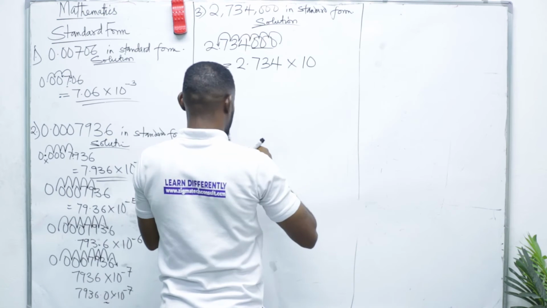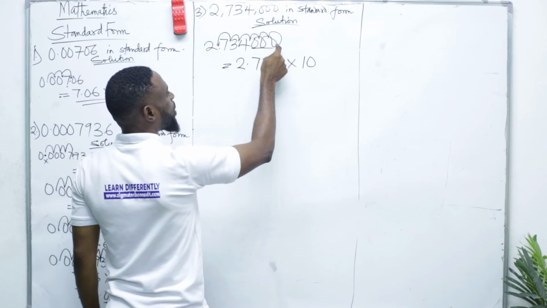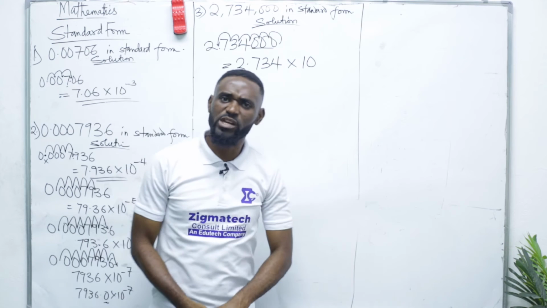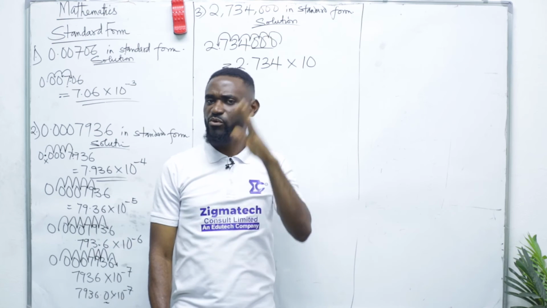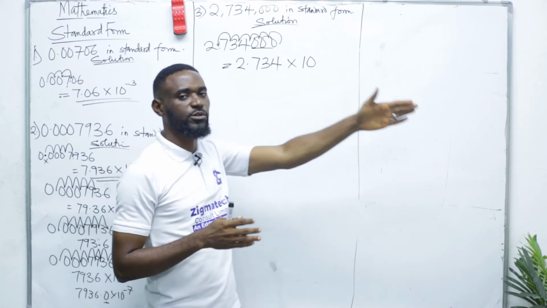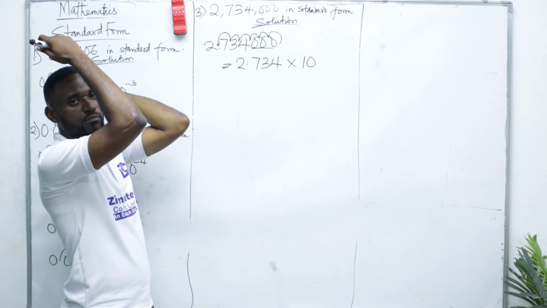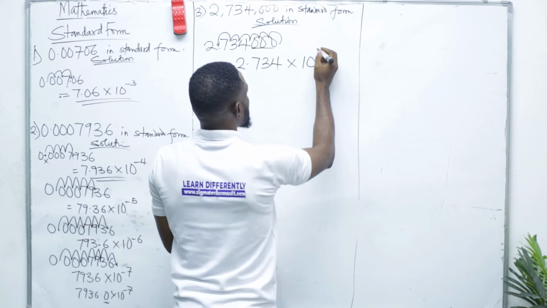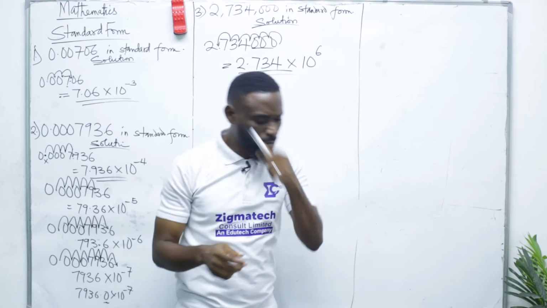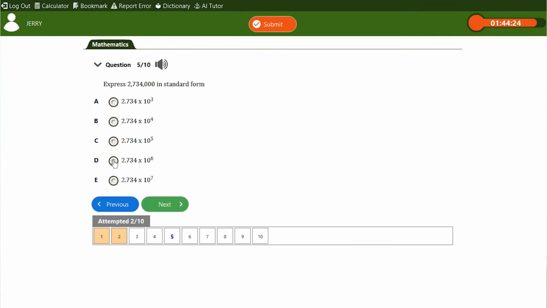Remember, it's always in the power of 10. Now, what is the index I'm going to put here? What it means is that we counted 1, 2, 3, 4, 5, 6. So the question is, will that 6 be positive or negative? Remember we said, when we are moving forward, negative index. When we are moving backward, positive index. So this will be positive 6. So this will be raised to power 6. Is that okay now? So our correct option there is option D.